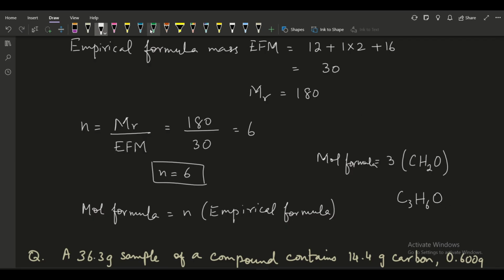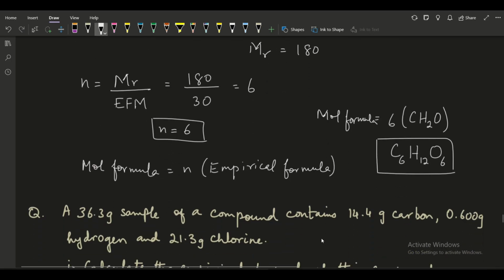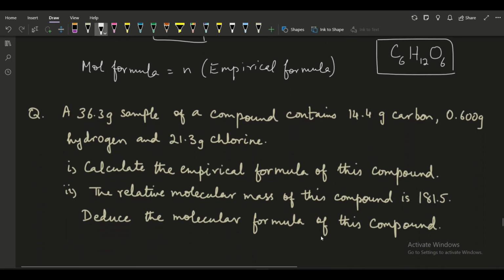Sorry, the value of n is 6. Now the value of your molecular formula would be C6H12O6. Okay, that is your molecular formula. Now let's move on to the next question.